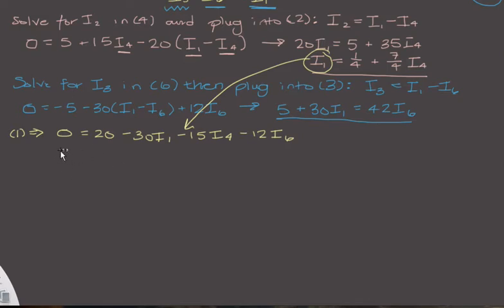So now I have 0 equals 20 minus, okay, so I'm plugging in the I1 that I have right up here. So I have 1/4 times 30, which gives me 30 over 4, minus 7/4 times 30, which gives me 210 over 4 times I4. Sorry, this is 210 over 4 times I4. And then we still have the minus 15I4 and the minus 12I6 right here.